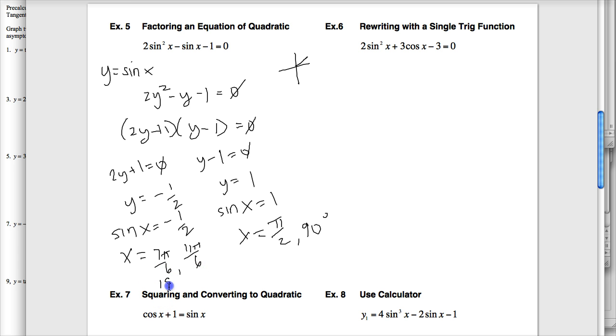or 210 degrees, or 330. And again, if I'm going too fast, you're going to need to use the unit circle.